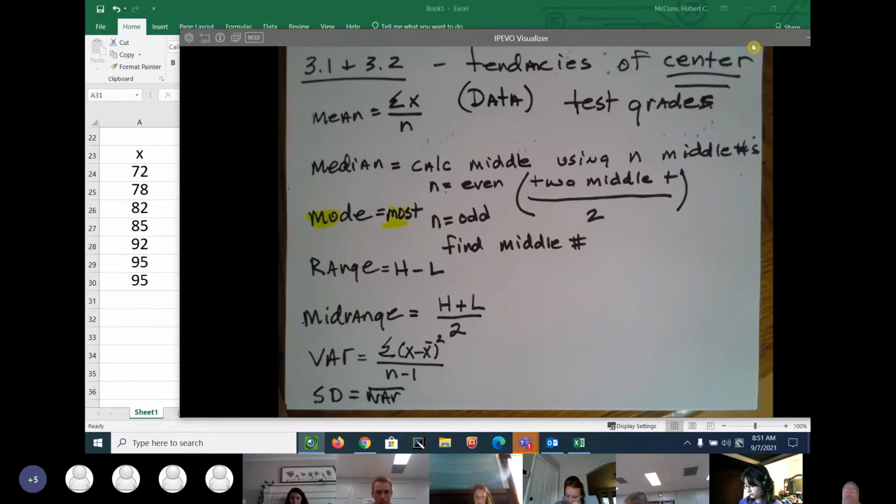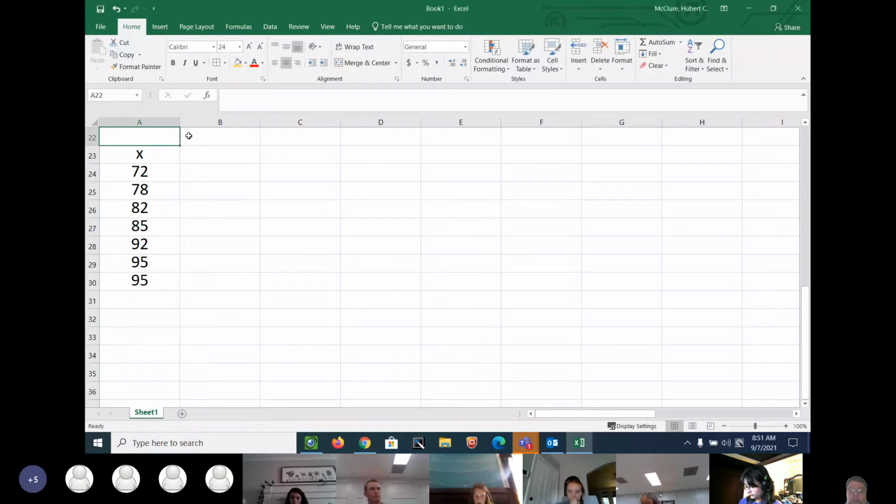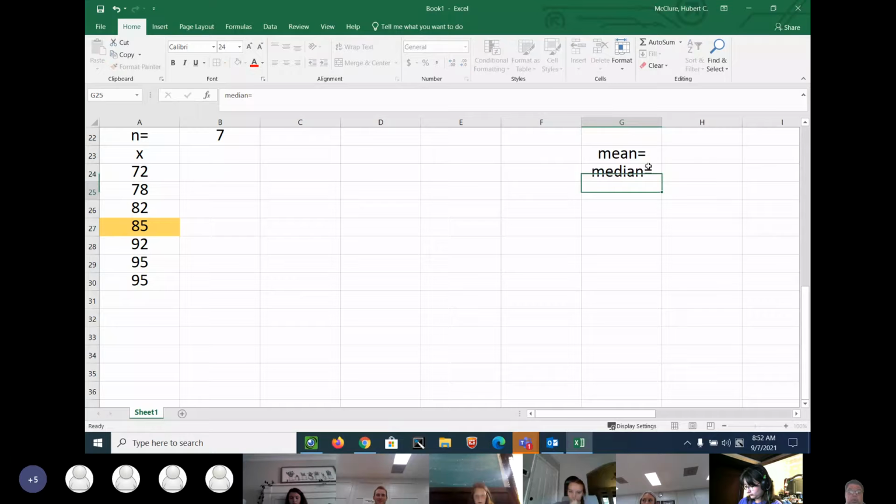All right, so here we go. N is equal to 7. So it's an odd number. So that means that guy right there, that's the median. I'm going to go over here and say mean, median, mode, range, mid-range, variance, and standard deviation.